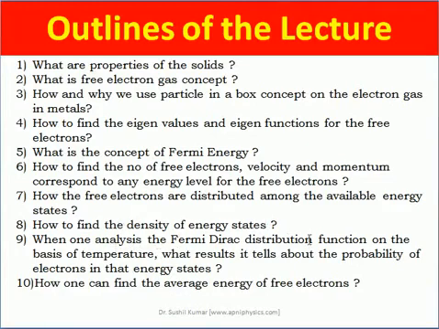When one analyzes the Fermi-Dirac distribution function on the basis of temperature, what results does it tell about the probability of electrons in those energy states? One knows that electrons are fermions, and the distribution of electrons in particular energy states can be defined with the help of the Fermi-Dirac distribution function. At this stage I have to discuss what happens on the basis of temperature, at absolute temperature T equal to 0 and T greater than 0. How does the probability distribution function behave?